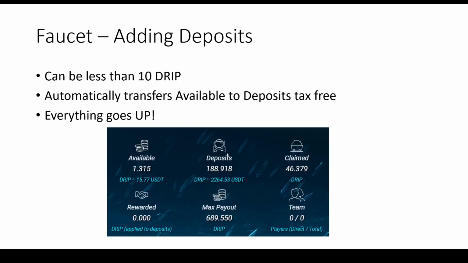Everything goes up. So your deposits go up. Your max payout goes up. The rate at which you earn available tokens goes up. The only thing that wouldn't go up in that case would be claims. Because if you're depositing, you're depositing. You're not claiming.